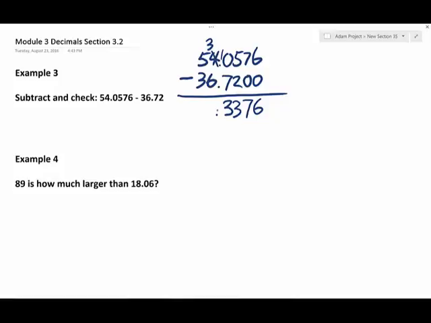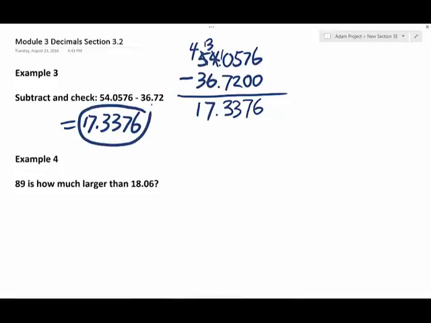But again, 3 is not enough to be subtracted by 6. So what we can do is borrow 1 from 5, making it 4. Now we have 13 minus 6, which gives us 7. And then the highest digit, which is the tens digit, 4 minus 3 gives us 1. So the answer for this particular question is 17.3376.